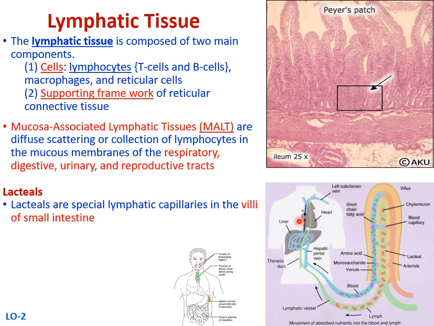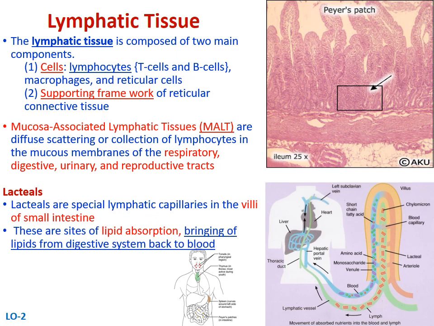to the inferior vena cava. So lacteals are a specialized lymphatic tissue. These are the sites of lipid absorption, bringing lipids from the digestive system back to the blood.